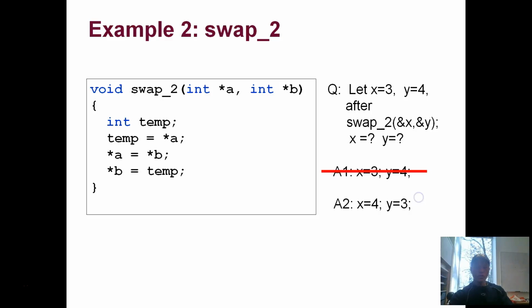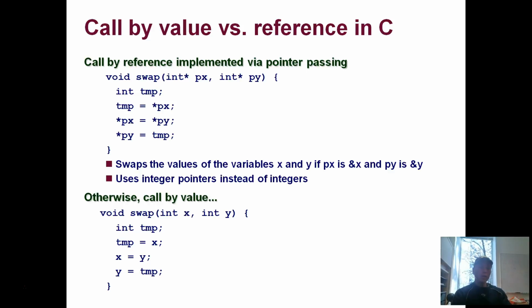So in this case, because you're passing pointers to x and y, and swap 2 is dereferencing them on the inside, you're actually getting at the actual values for x and y. You're able to change them, and so after this swap call, you have swapped the two values of x and y. Okay, so this elucidates the difference between how call by value and call by reference are done in C. Call by reference is implemented via pointer passing.